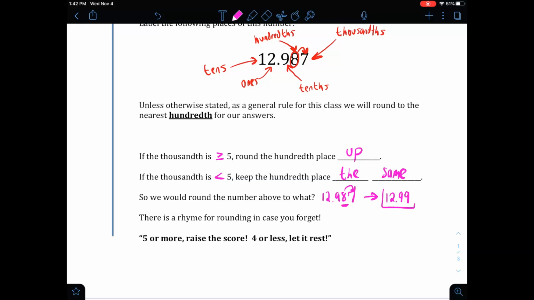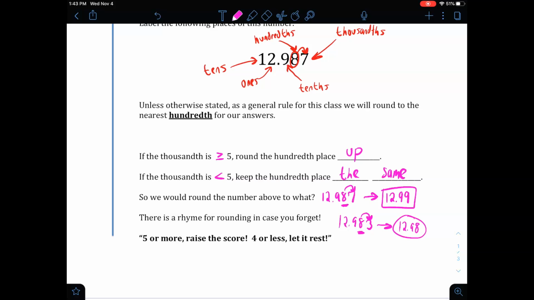And that's going to be our answer. If we had, for example, 12.983 and we were rounding this one, we would look to the right of the 8, which is a 3, and that is 4 or less, so we would let it rest. So it's going to be 12.98. You would keep the 8 the same, basically, okay?